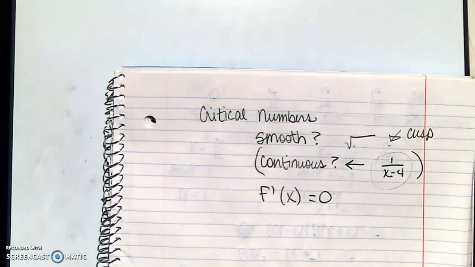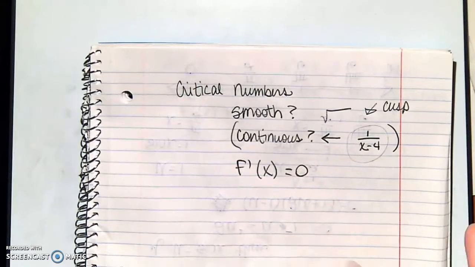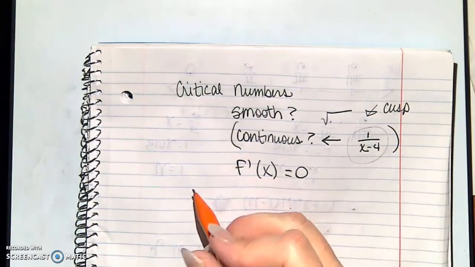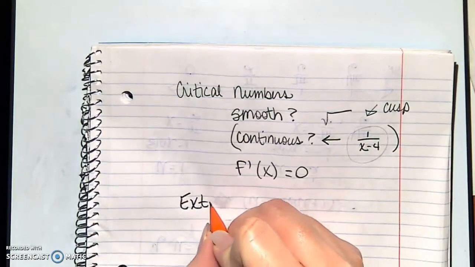So what we'll do is talk through each one: is our function smooth? Is our function continuous? And does our function's derivative equal 0? And what happens when it does? And so along that line, what we're going to be working with is called extrema.